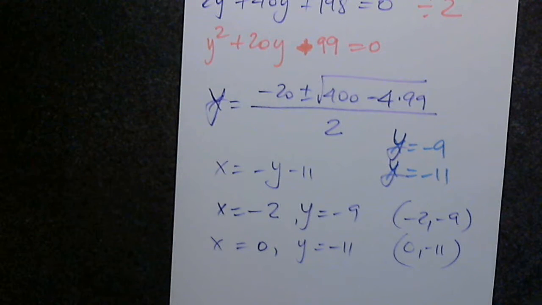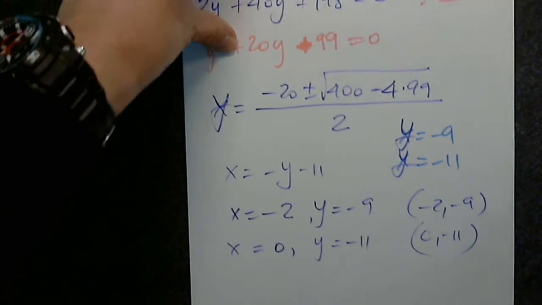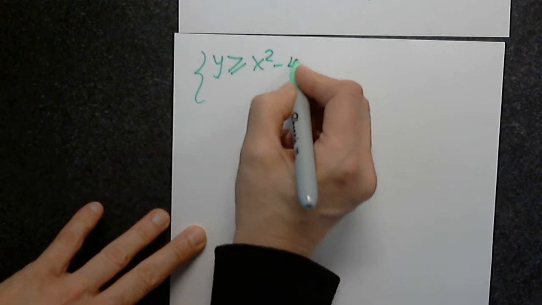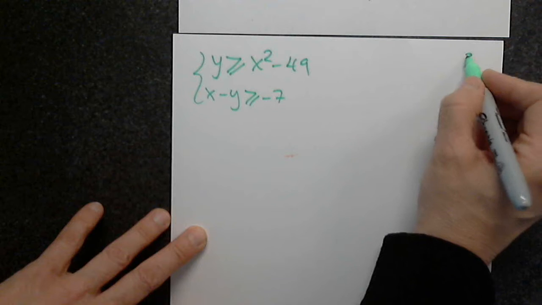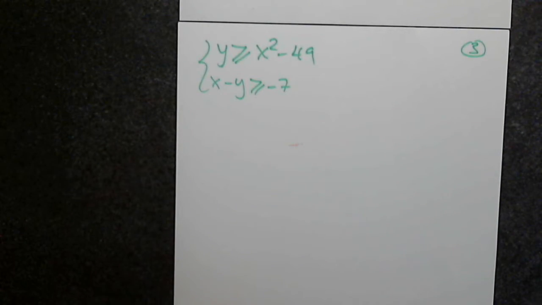Very good. I think you said also 17? Okay, very good. So let's look at 17. We have y greater than or equal to x squared minus 49 and x minus y greater than or equal to negative 7. This is a system of nonlinear inequalities. Our only chance is by graphing.